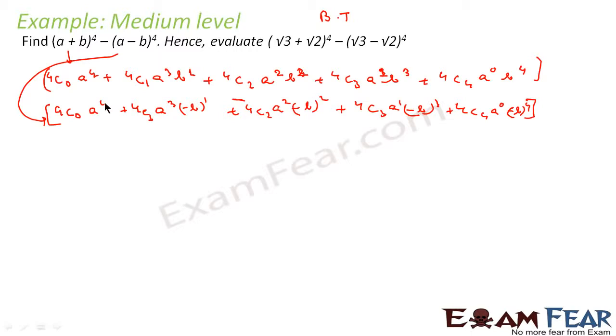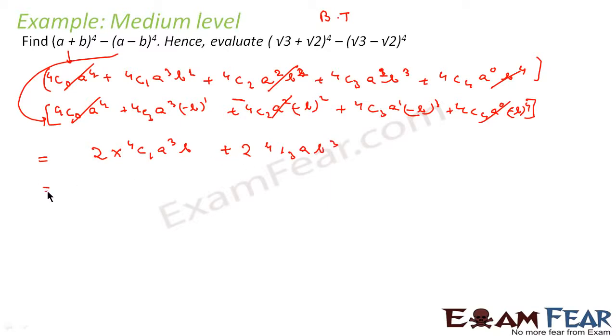So I'll write this. I'm subtracting this, so I can subtract these two, which are the same. I can subtract these two also because (minus b) to the power 2 is equal to b square. So these two are the same. Similarly, these two are also the same. So what I get when I subtract this from this is 2 into 4c1 a cube b plus 2 into 4c3 a b cube. This is the thing we get.